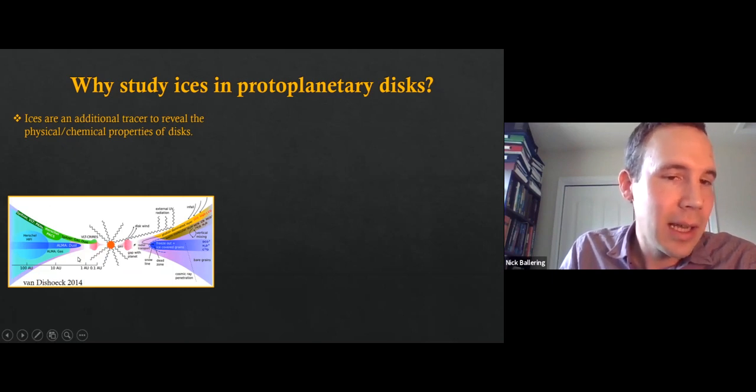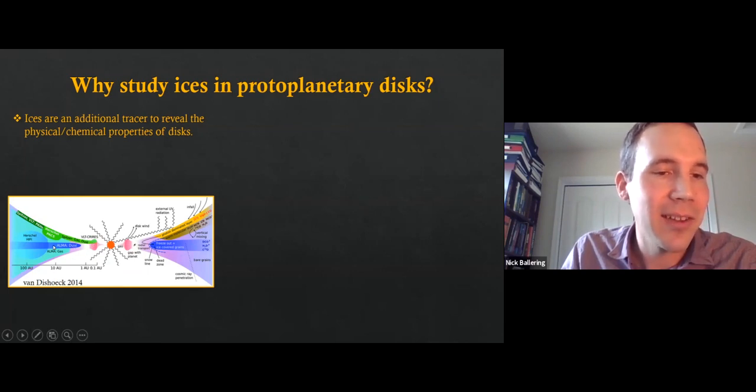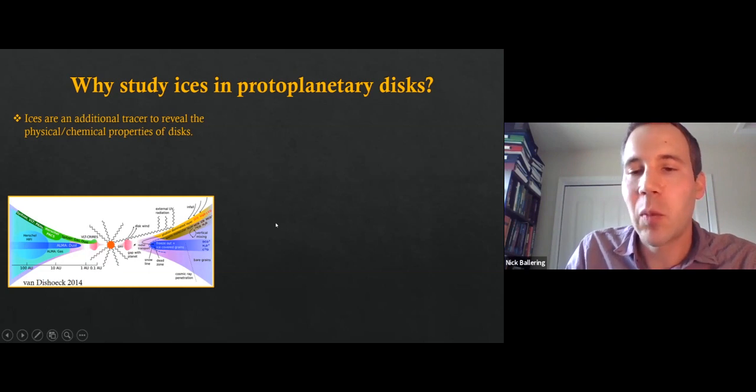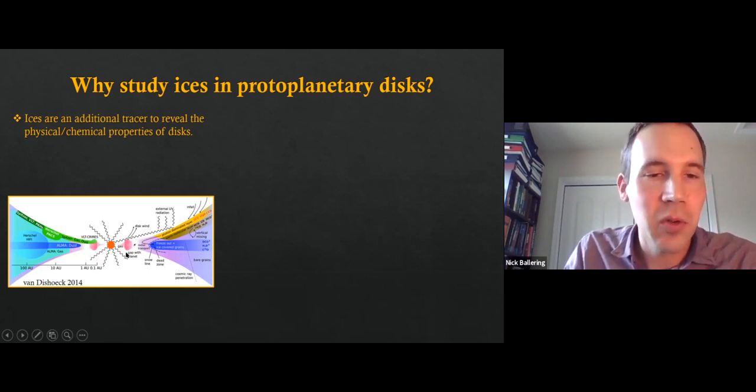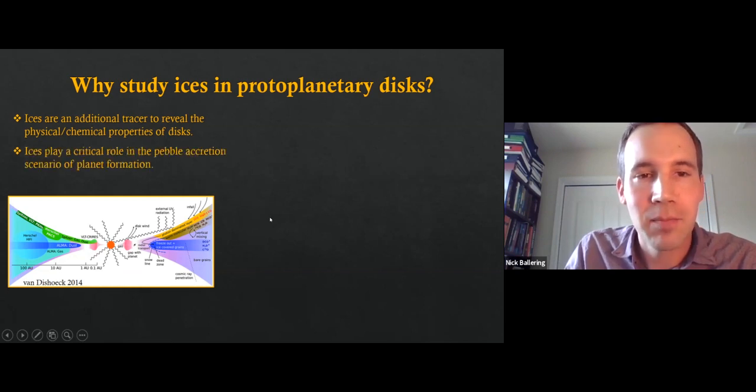On the left, you can see how that sort of plays out. The near infrared probes parts of the disk, ALMA probes different parts of the disk, gas and dust probe different parts of the disk. So by adding in ice as an observational tracer, it's one more tool in our toolbox for understanding disks.